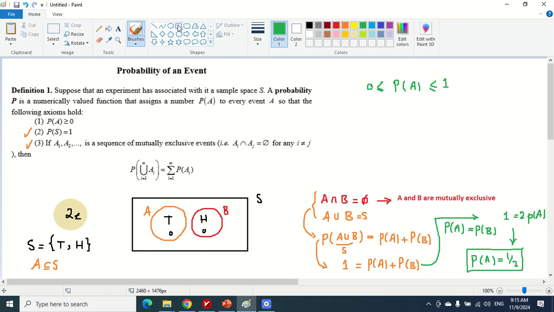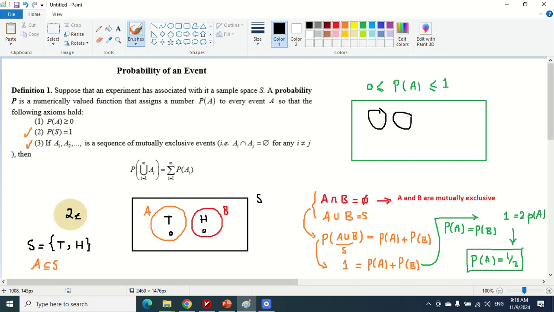Another important part over here is about the case that we have. If we have a sequence of mutually exclusive events, for example, this is A1, this is A2, there is no intersection between them. As you can see, they are mutually exclusive. If it's A1, A2, going on up to A infinity even, we have a sequence of that type of events over here.